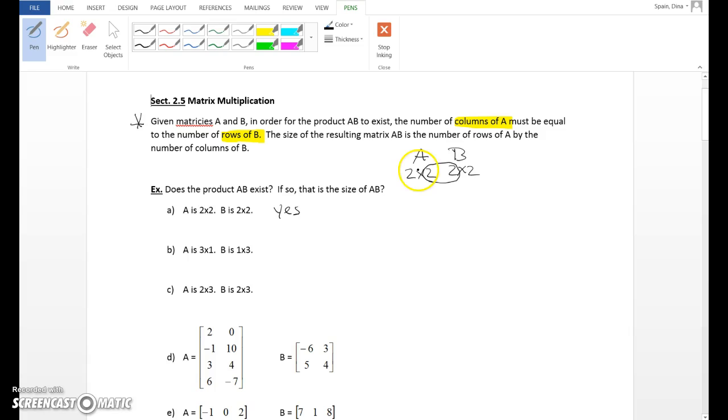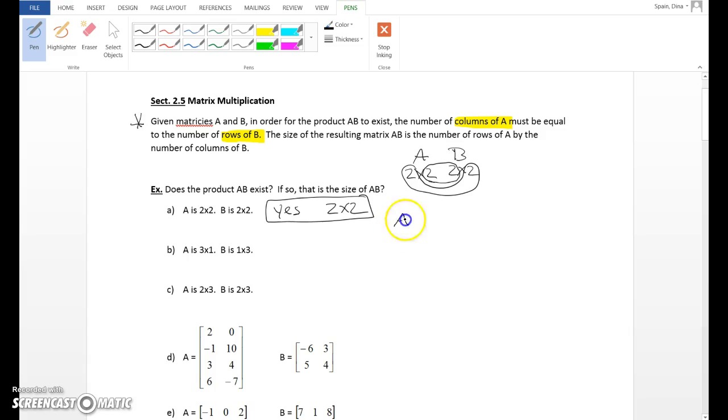And then to get the size of matrix AB, you take the rows from A and the columns from B. Those are those other two numbers. So it's going to be a 2 by 2. That was easy because both of those are 2 by 2s. Alright, yes, it's going to be a 2 by 2. Let's check it out with part B here with the different A and B.